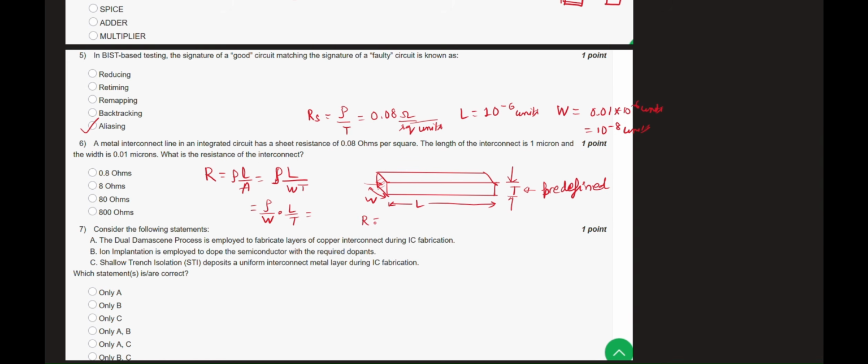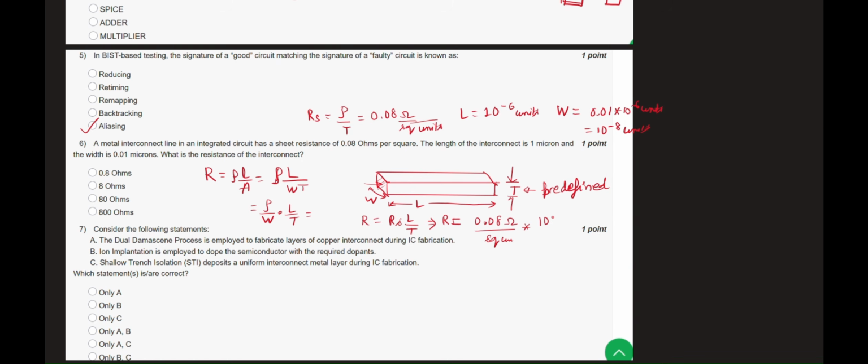So here in this case, R will become Rs times L upon W. And the question is asking us to find the resistance of the sheet. So R will become this Rs, which was 0.08 ohm per square, this whole thing multiplied with L upon W.